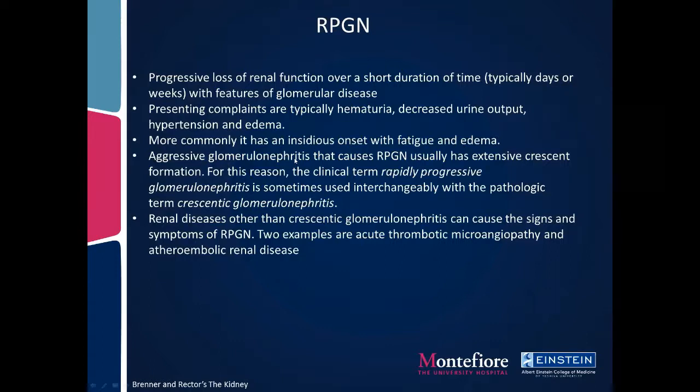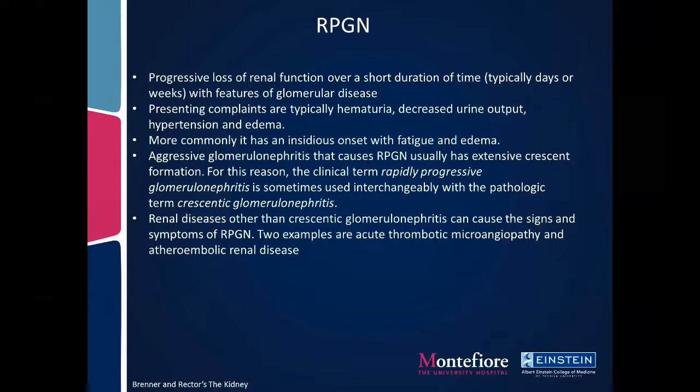And the hallmark that you see for patients with RPGN is on kidney biopsy, you have extensive crescent formation, and we'll show you during the course a few pictures of what a crescent looks like. And for that reason, this term RPGN is sometimes used interchangeably with the pathologic term crescentic glomerulonephritis.